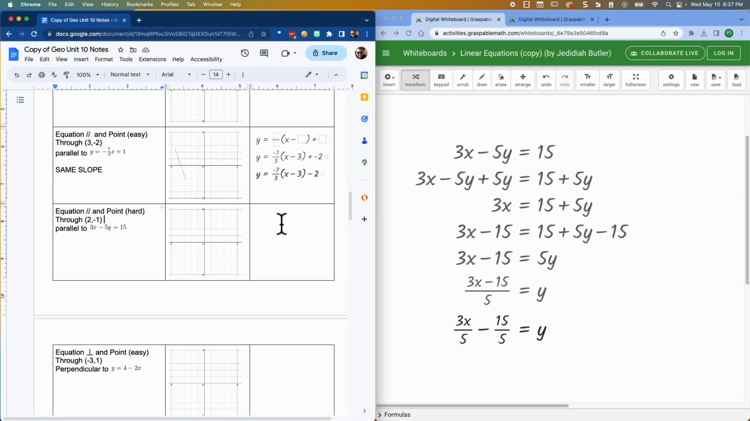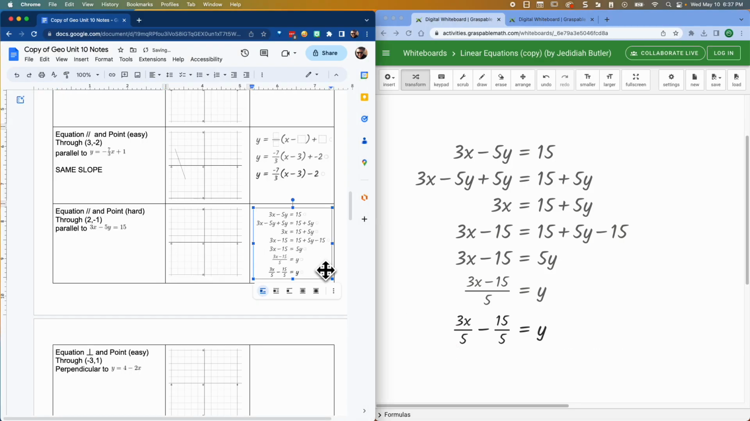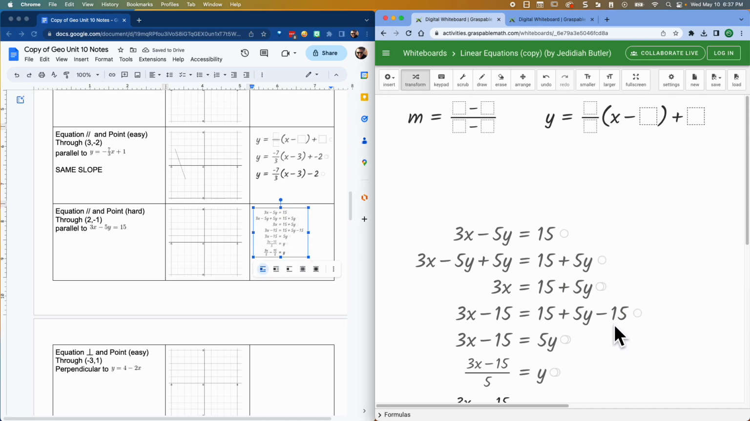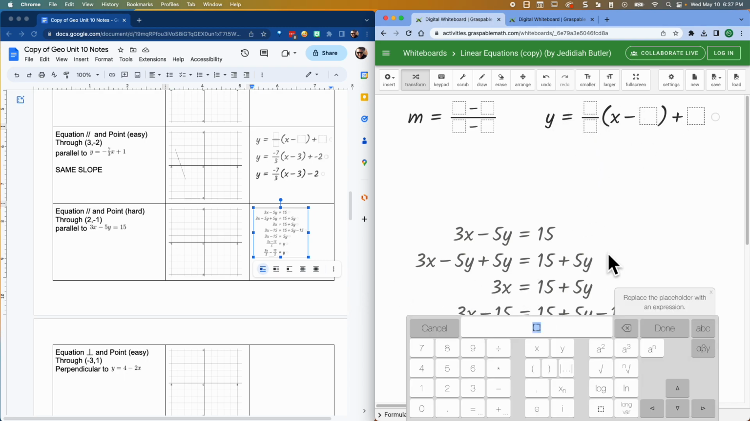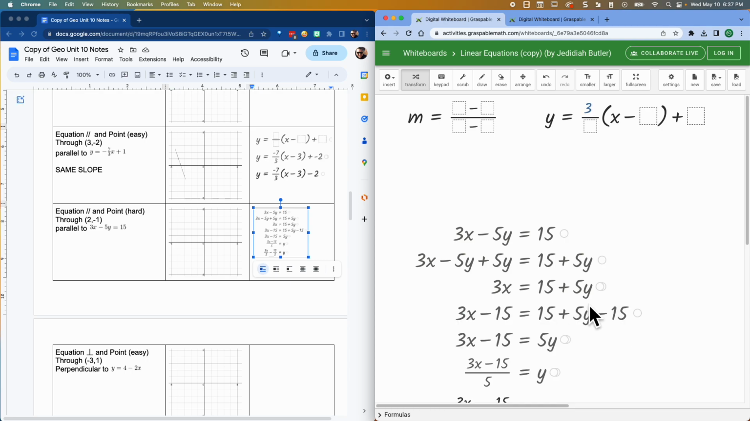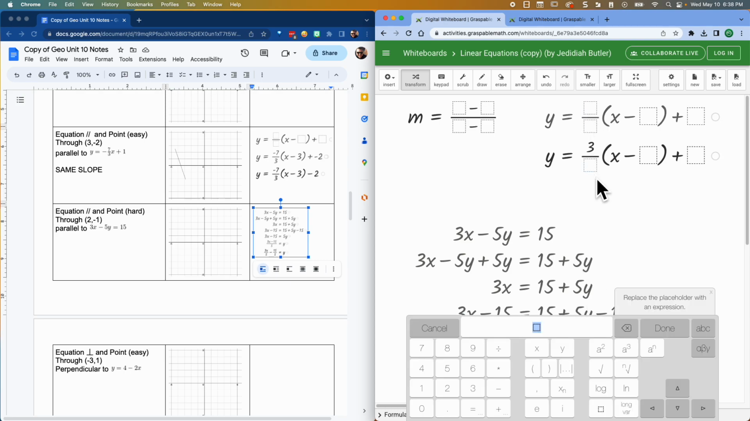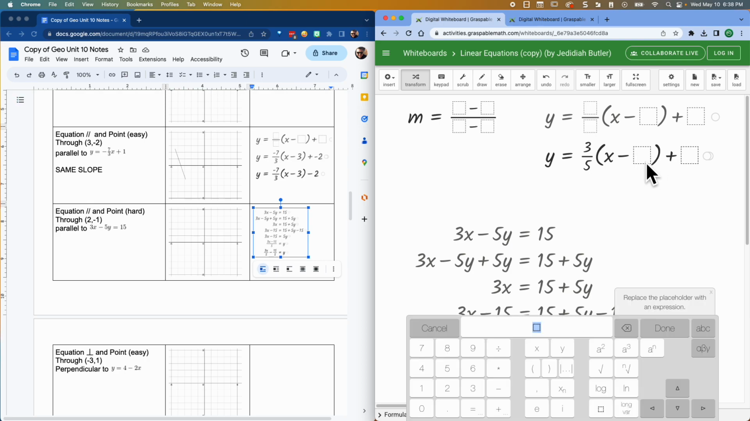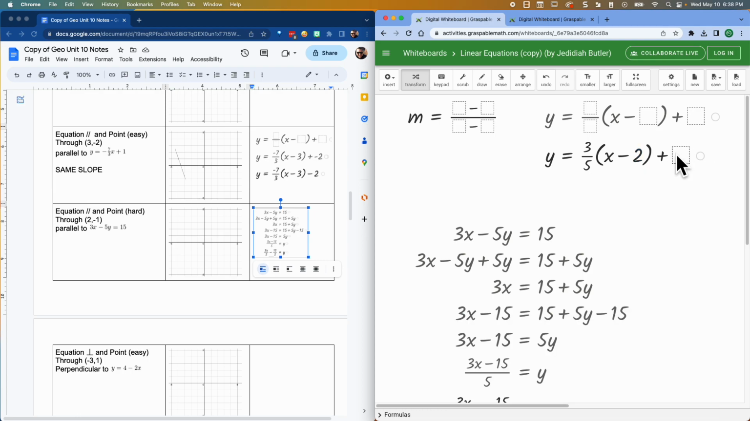So I'm going to put that in here. I can shrink it down just a little bit because we also want to write this equation. So we know the slope is 3/5. That's helpful. 3/5. And the x value it gave us is 2. And the y value is -1.